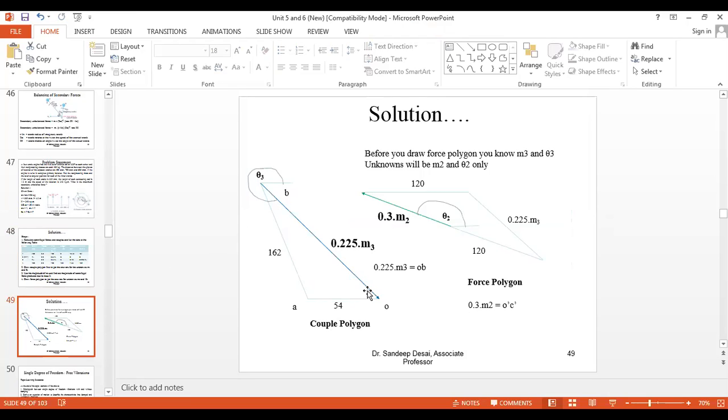So you have to close it. I have drawn a blue colored line here. That vector BO is the closing side of the couple polygon. So measure that closing side of the couple polygon. That will be equal to OB.